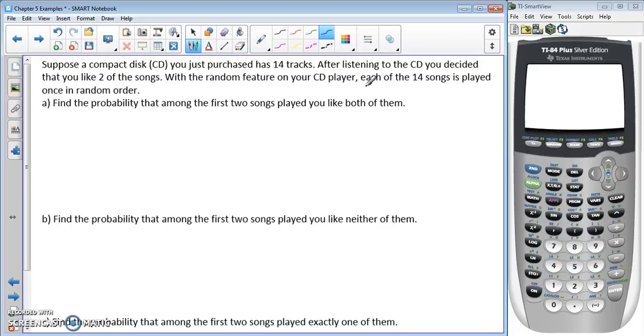Suppose a CD you just purchased has 14 tracks. After listening to the CD, you decided you like 2 of the songs. With a random feature on your CD player, each of the 14 songs is played once in random order. Find the probability that among the first 2 songs played, you like both of them.